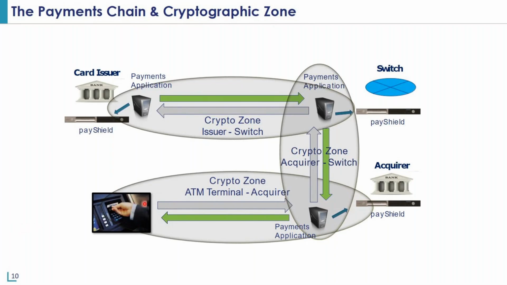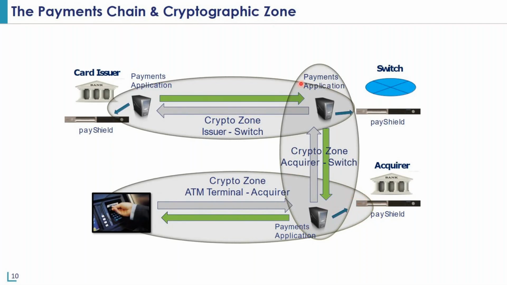You have a key which is present here, and you have a cryptographic key which is also present here. So when the data leaves your ATM terminal, it will be encrypted with a key. It will be sent to your acquirer bank. The acquirer bank will have the same key, so they will be able to decrypt it.